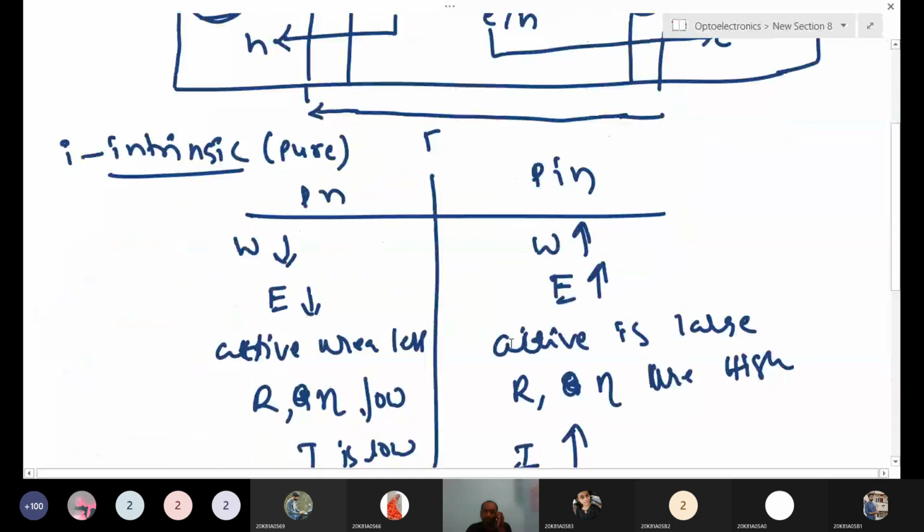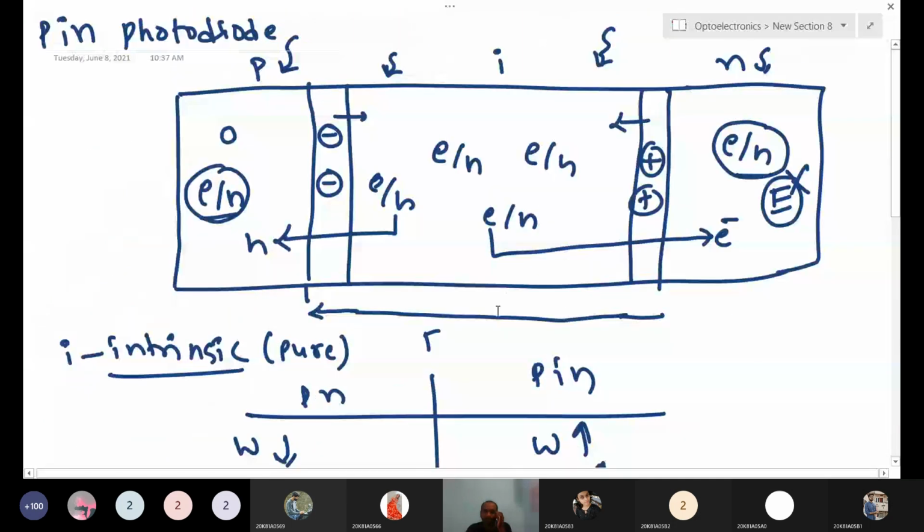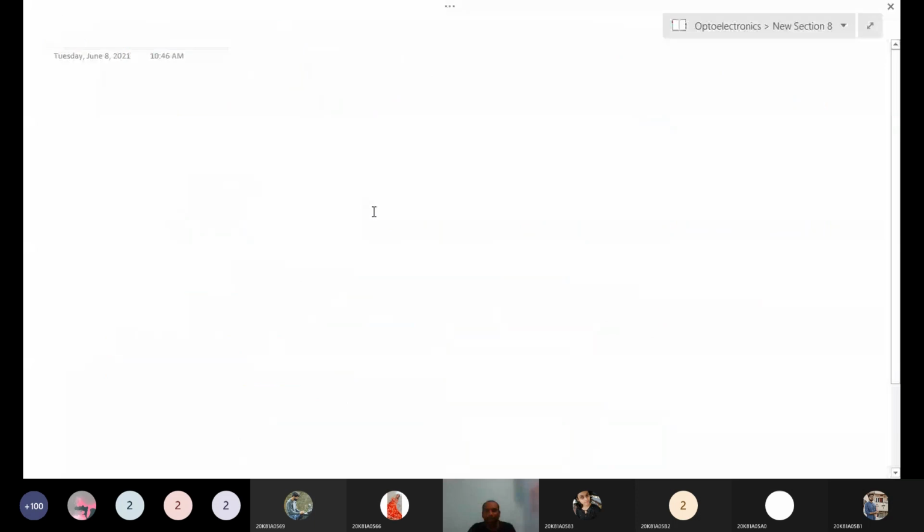The main reason for the increased responsivity is adding the I layer, the intrinsic layer. We are extending the active area and the electric field. That is the main thing in the PIN photodiode. Is it clear to everyone? Why do we need the I layer in between? You got it, right? Yes, sir. Okay, right.